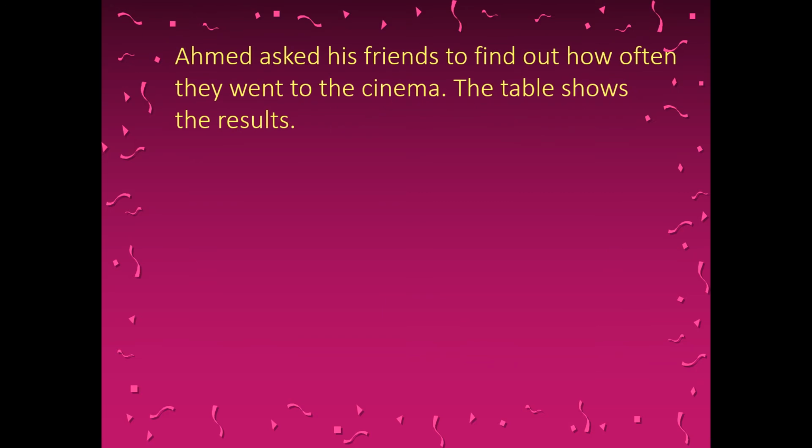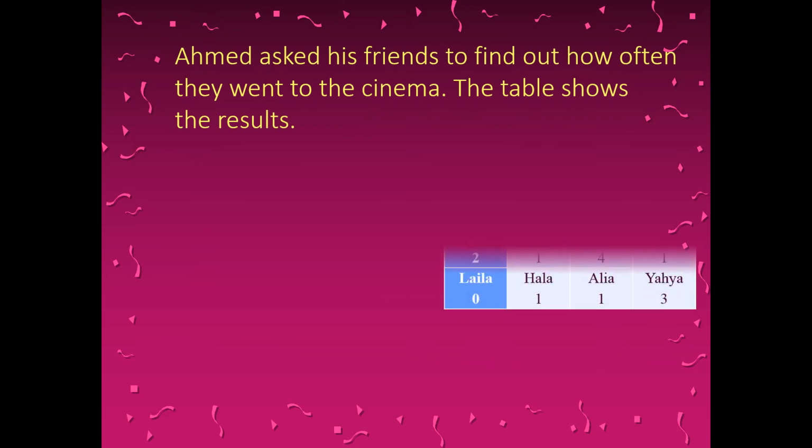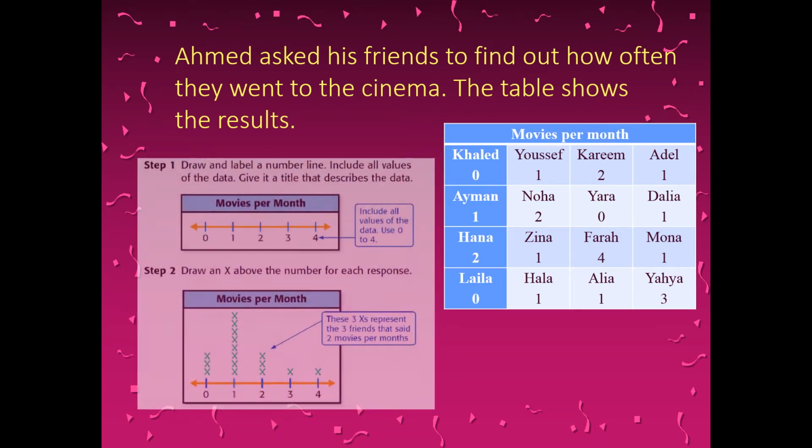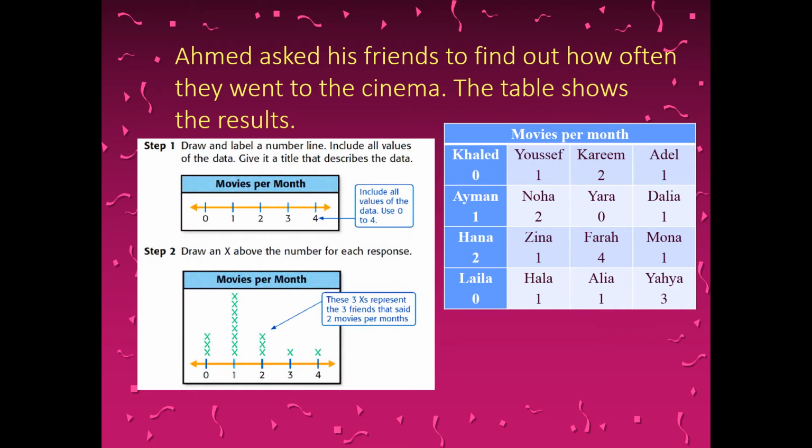Here Ahmed asked his friends to find out how often they went to the cinema. The table shows the results. Okay, so here can you see this? Yusuf goes to the cinema 1 time per month, Karim goes 2 times per month, Aidul 1 and Noha 1, Yara 0 and Dalia 1.